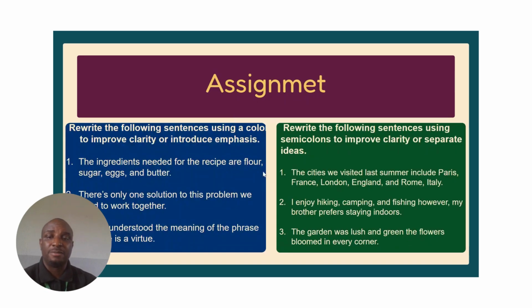In this next class, these assignments have been issued out to you. Rewrite the following sentences using a semicolon and to improve clarity or introduce emphasis. So work on these six questions. I'll mark them next class. It's important that we mark this next class. I won't take any excuse from anybody on this.